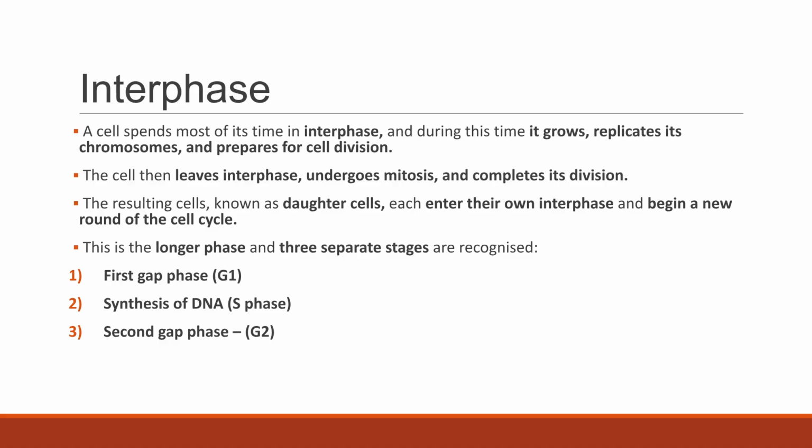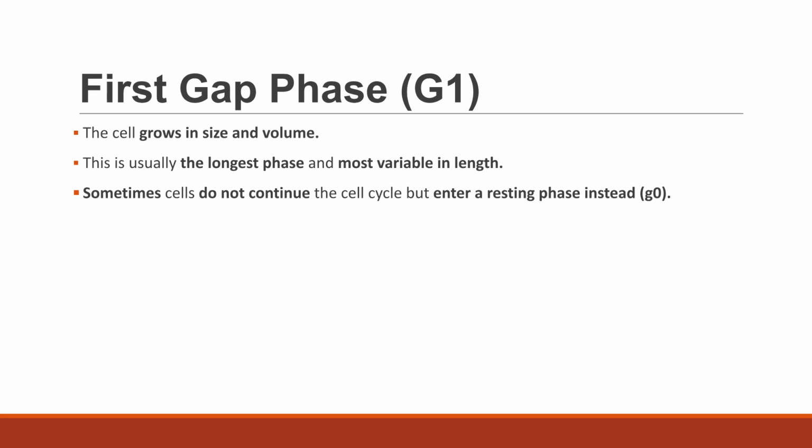Interphase has three stages: the first gap phase, G1, synthesis of DNA, S phase, and the second gap phase, G2. The first gap phase, or G1, is when the cell grows in size and volume. This is often the longest and most variable phase in length. Sometimes, cells may enter a resting phase, called G0, instead of continuing the cell cycle.